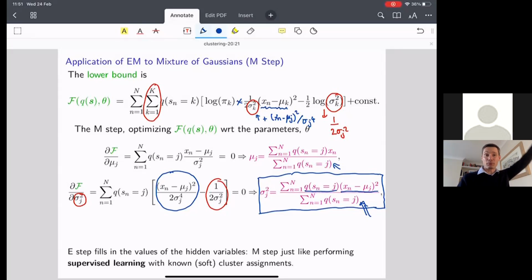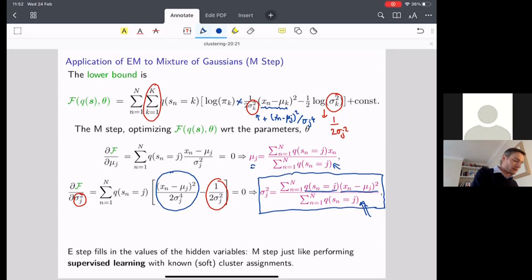And again, if this were a hard assignment and the responsibilities collapsed to ones and zeros, it would just say, for each cluster, go through all the points assigned to it, compute the squared error, and divide by the total number of points assigned to that cluster. So it's like computing the variance of that cluster around the cluster center given by the step above. So again, pretty intuitive, I think. This might be the update you attempted to come up with by hand if you wanted to fix or learn variances.